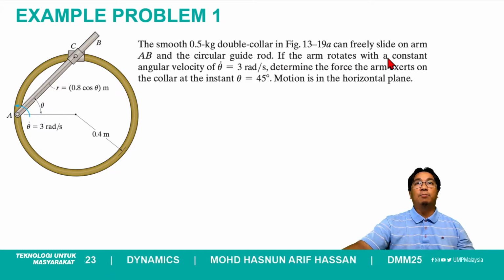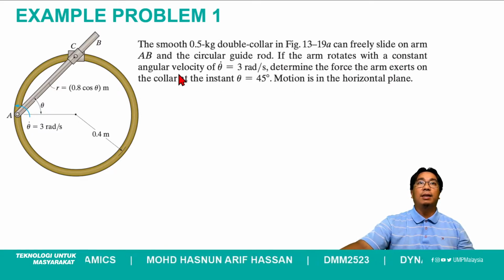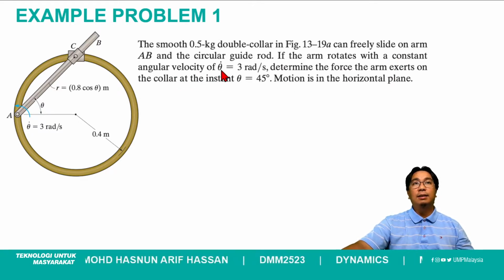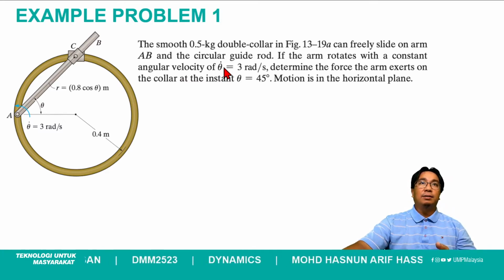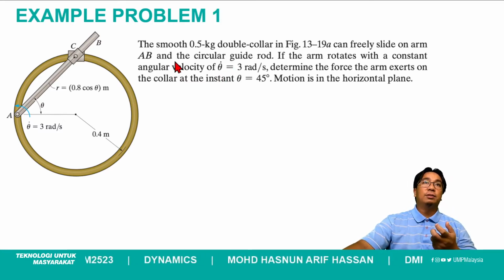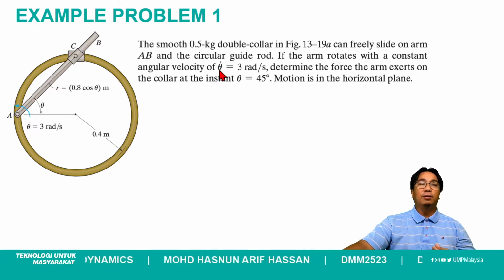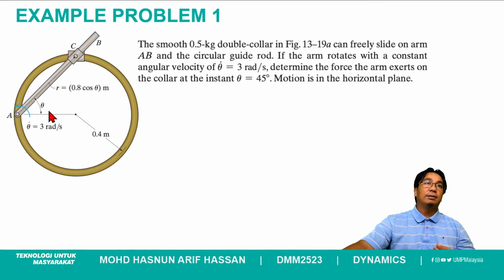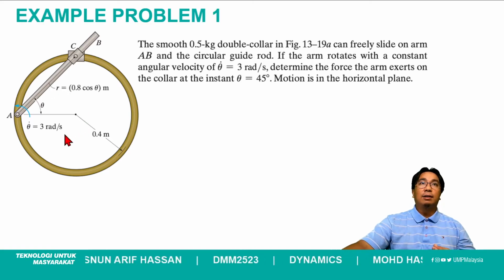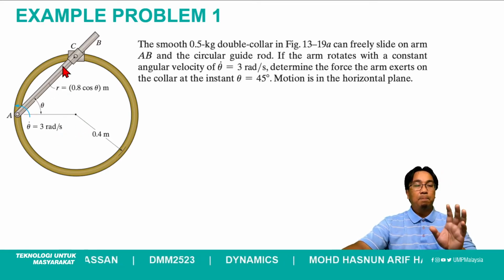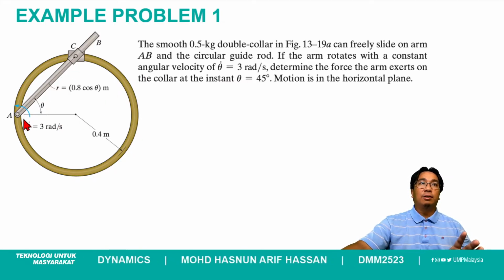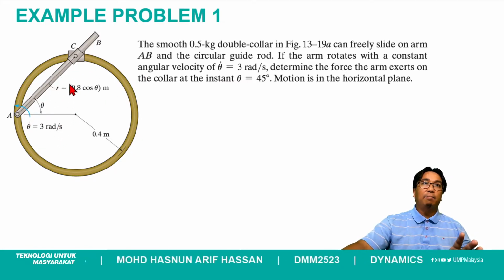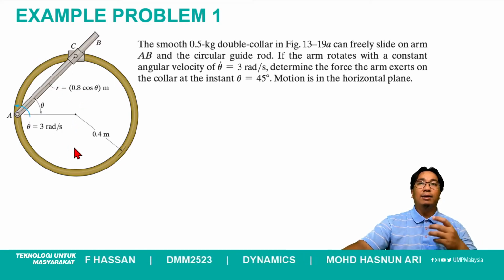Okay, if the arm rotates with a constant angular velocity, dekat sini you boleh tahu, when you are facing this kind of problem, you have to use cylindrical coordinate. Kenapa? Because it has theta dot dekat sini. Theta dot ni menunjukkan angular velocity. Dalam subtopik yang lain kita tak ada angular velocity ni. So maksud dia AB ni rotate at an angular velocity.